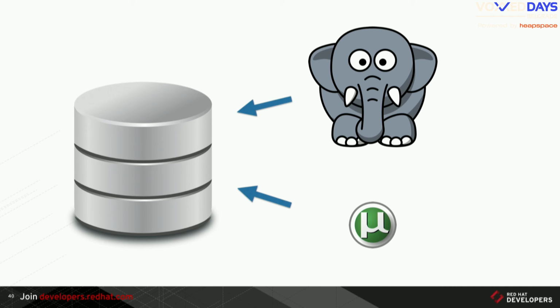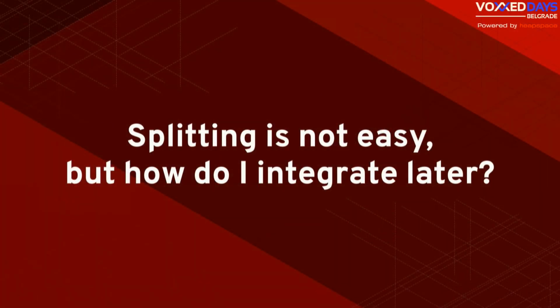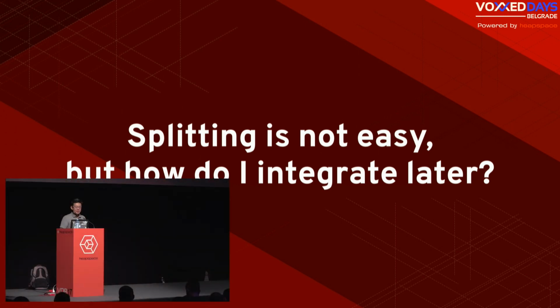I think that domain-driven design and bounded context help you a lot to decide which piece of information you are going to split. But after you have decided which piece of information is better for you to split, I can help you with how to integrate the data and how to make your microservice and monolithic architecture work with this split information. Okay? So splitting is not easy, but how do I integrate the data later after I decided which piece of information I must split?